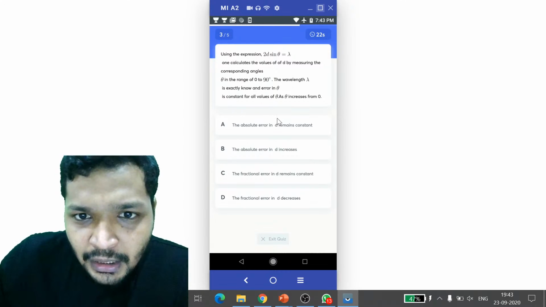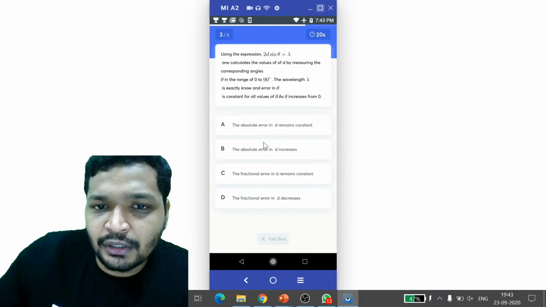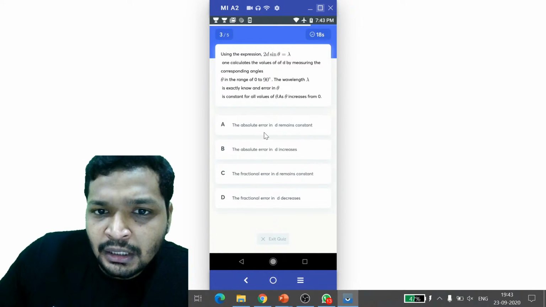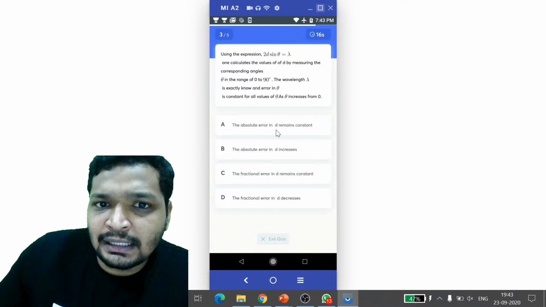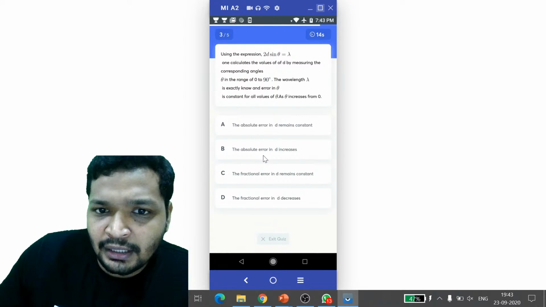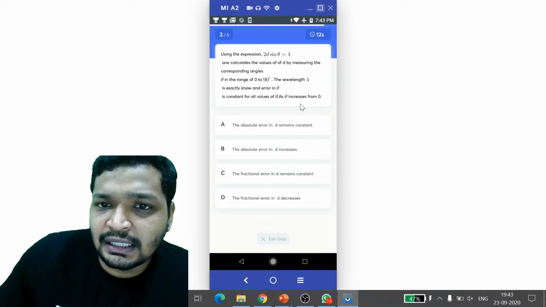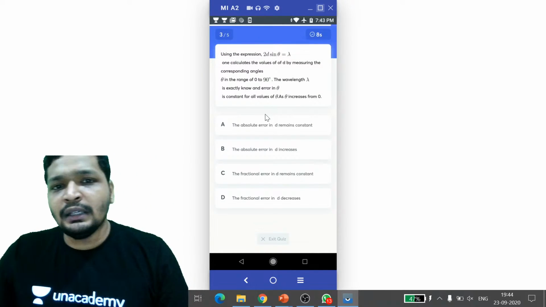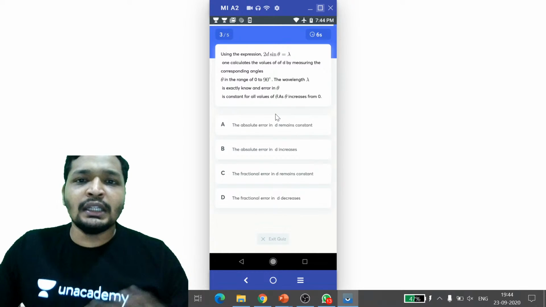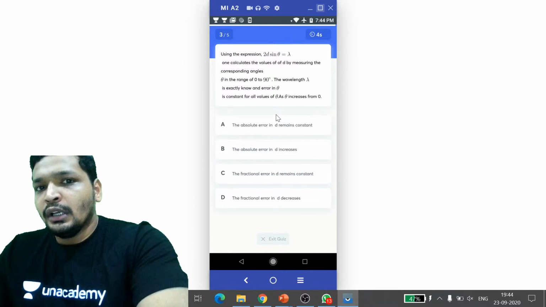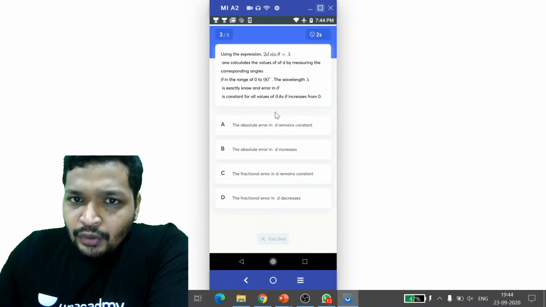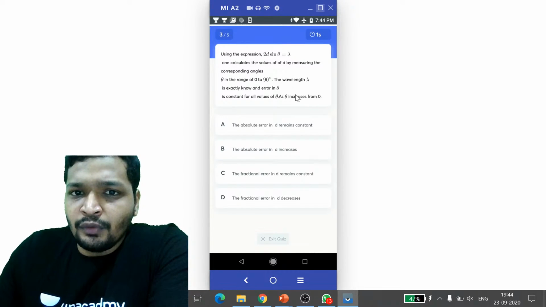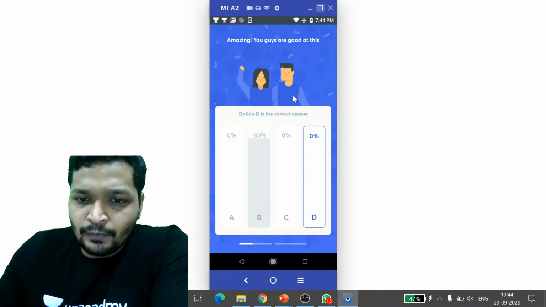A moment, what is being asked? Okay, there are a few statements given. You need to analyze them. The absolute error in d remains constant. The absolute error in d decreases as theta increases from 0. So once you differentiate, what is going to happen? Theta's error is dependent upon your cos theta. Okay, lambda is constant. Don't forget it.